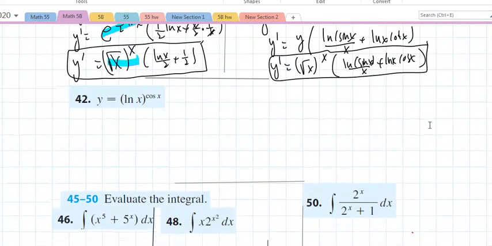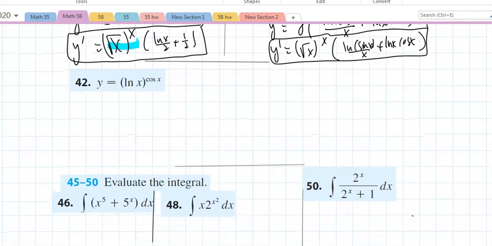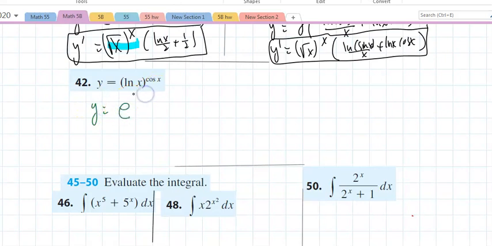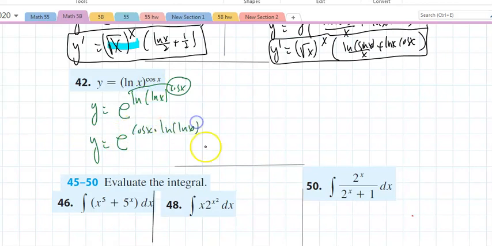And the last practice problem on those I would like you to do would be this. I'm going to do this by using, so I'm alternating, I'm going to say y equals e to the natural log of the natural log raised to the cosine of x. Move that up front. I'm going to say y equals e to the cosine of x times natural log of natural log of x.